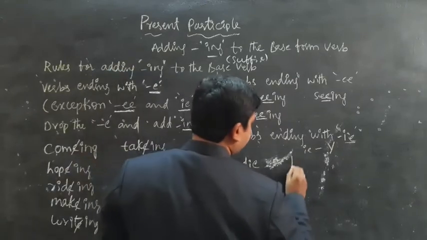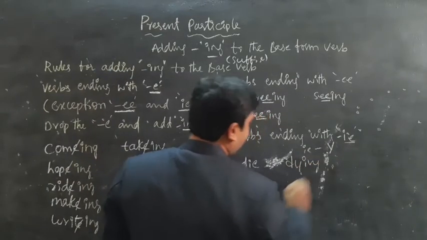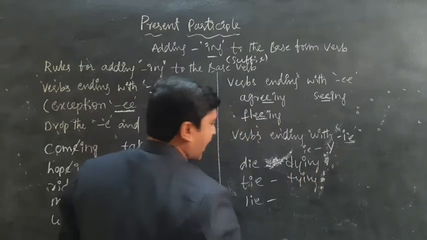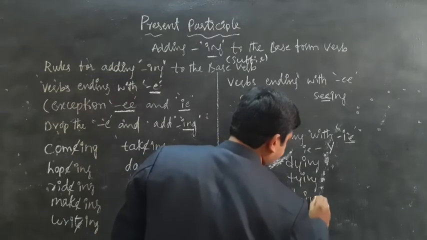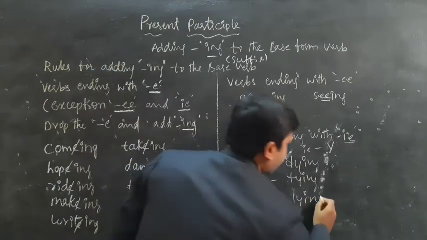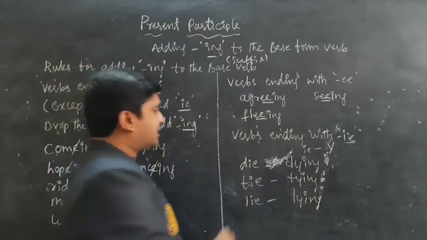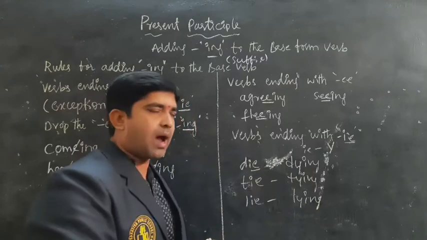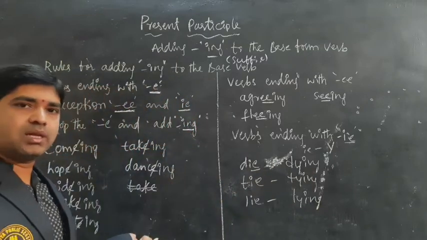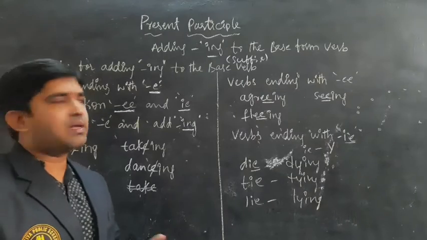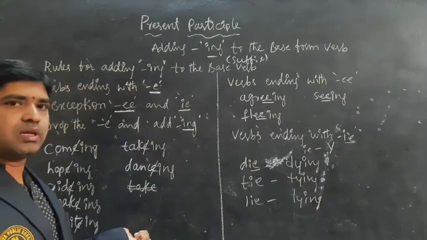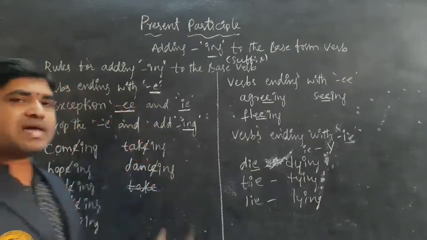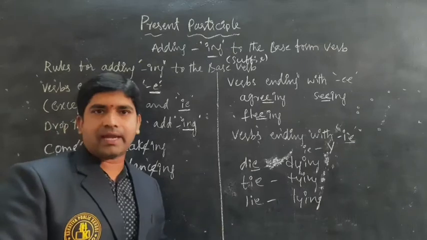Here, die, dying. Tie, tying. Lie, lying. In this way, we are removing this ie and in place of that, we are adding y. Remember this rule. This is a very important rule. If you don't know this rule, you will definitely be humiliated by someone else. So you must remember this rule while you are writing.